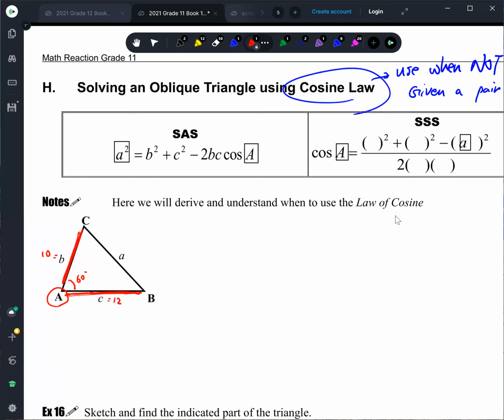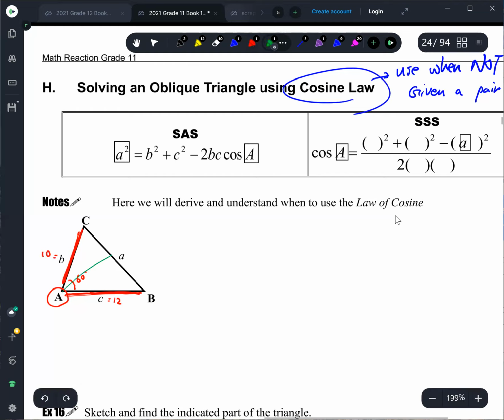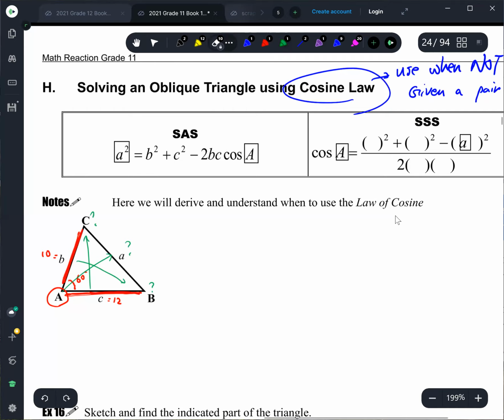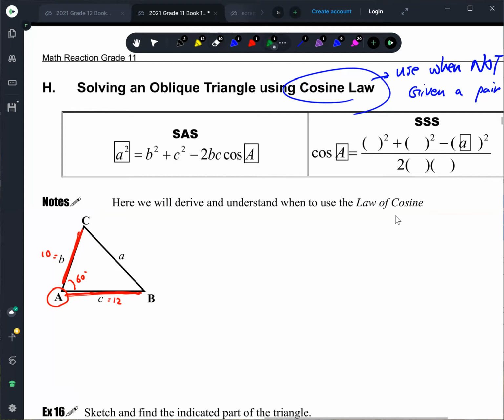Okay, so now if we try to get a pair, we don't know A. Angle C, still don't know. Angle B is still missing. So no matter how you pair them up, nothing is complete. So in this case, we'll use the cosine law for finding the missing side here. Each time you can only find one side.